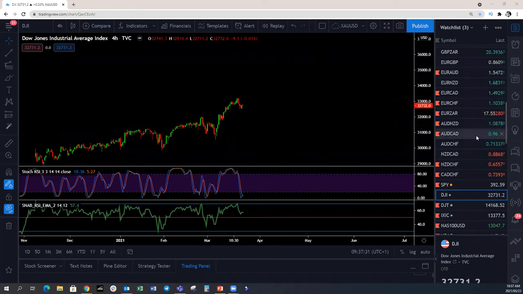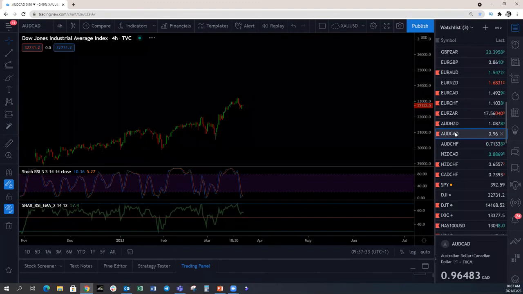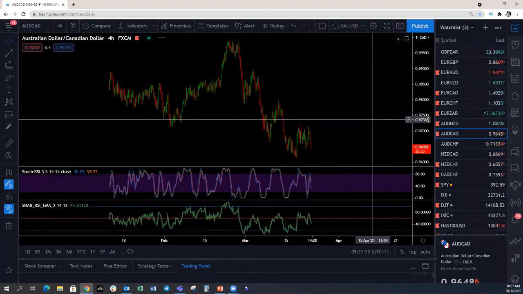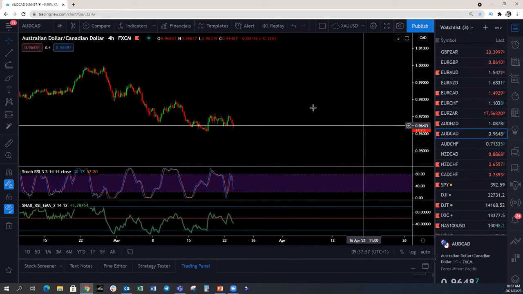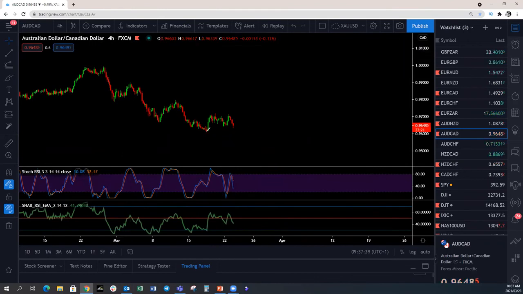Did I miss Audi CAD? Yes, it looks like I missed Audi CAD. So Audi CAD, we're looking for this to break out of this structure, just does this and comes down. Could still be a structure like this. This is still a corrective structure, even if we do get a bounce here. Doesn't look like it's going to go much further. Right, so that's Audi CAD.